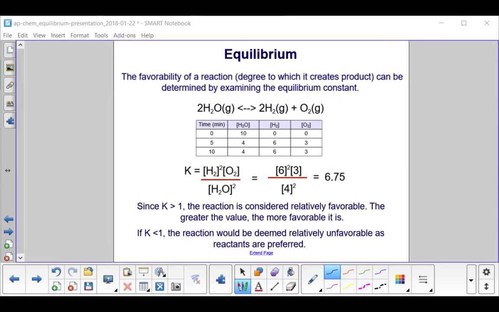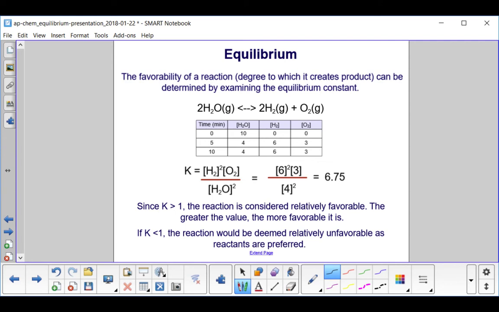The favorability of a reaction, or the degree to which it creates products, can be determined by examining the equilibrium constant. So I have a reaction here, 2H2O gas produces 2H2 plus O2, and I've got some experimental data here. After 0, 5, and 10 minutes, what is the concentration of water, the concentration of hydrogen, the concentration of oxygen? And you can see that between 5 and 10 minutes, equilibrium is achieved. There's no more change in concentration. So those are our equilibrium concentrations.